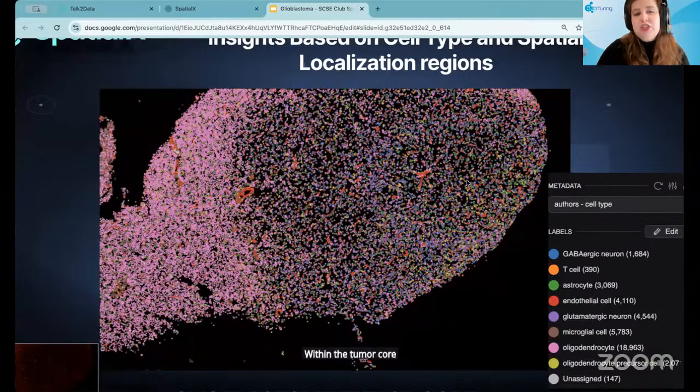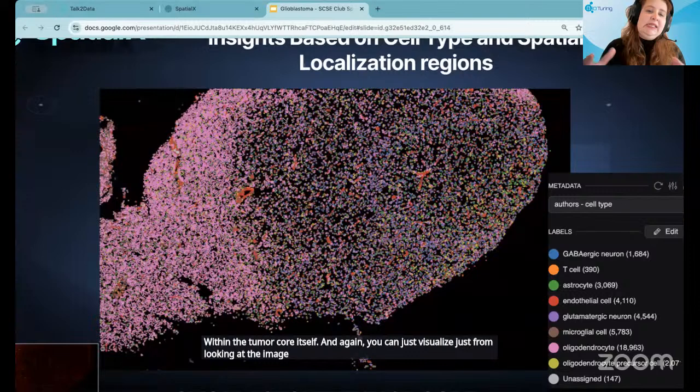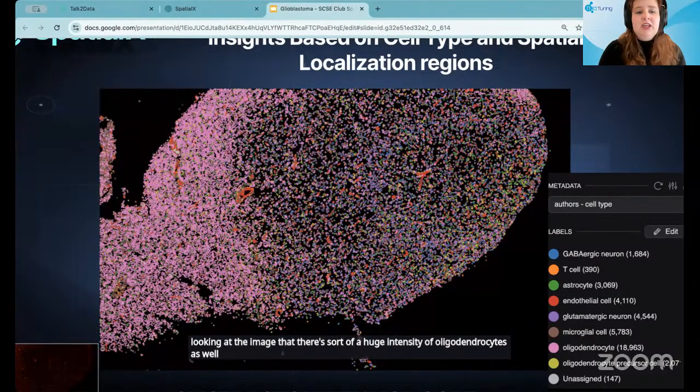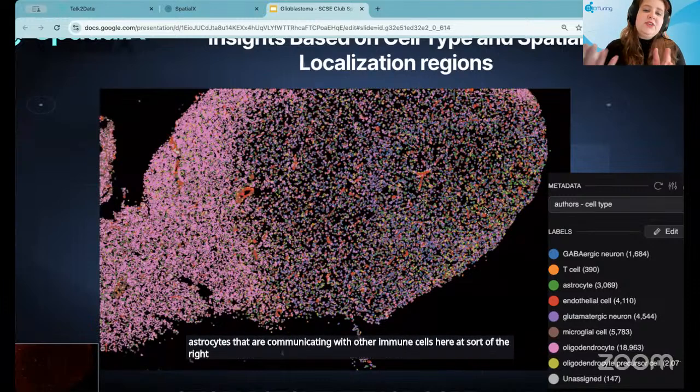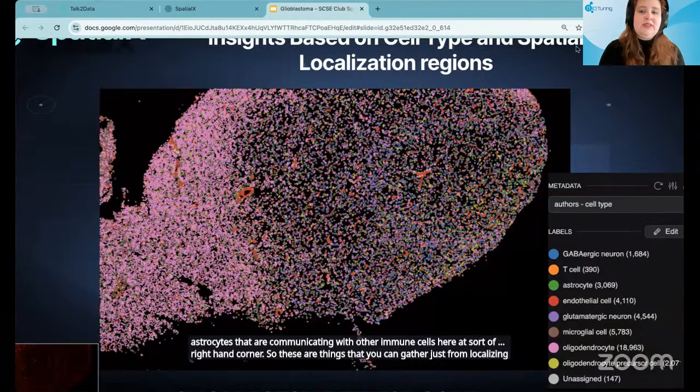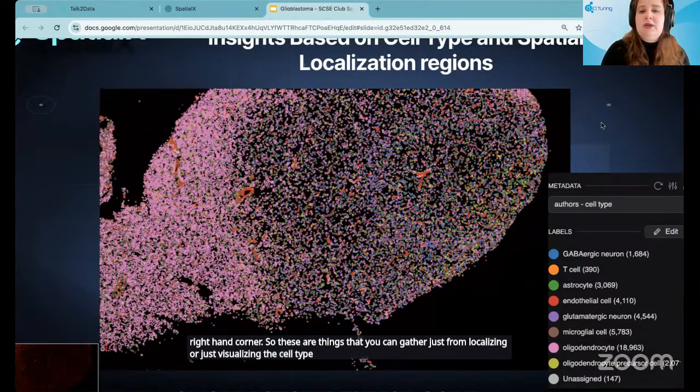And again, you can just visualize from looking at the image that there's a huge intensity of oligodendrocytes in the tumor, in very specific regions here as well, and also some astrocytes that are communicating with other immune cells here at the right-hand corner. So these are things that you can gather just from visualizing the cell type proportions at single cell resolution.